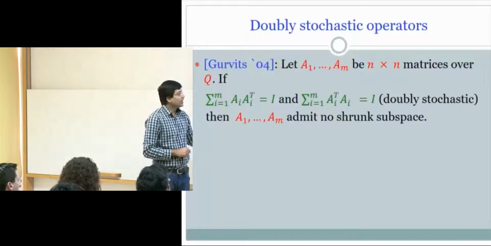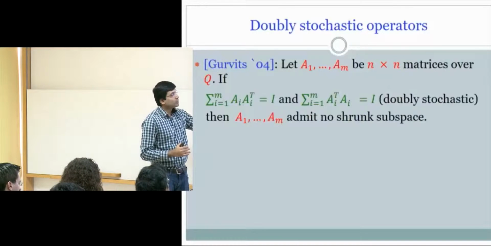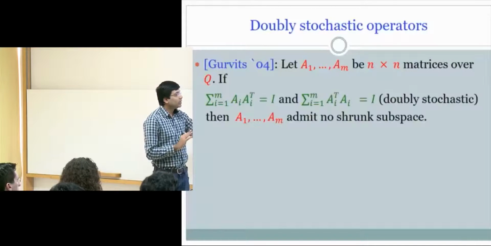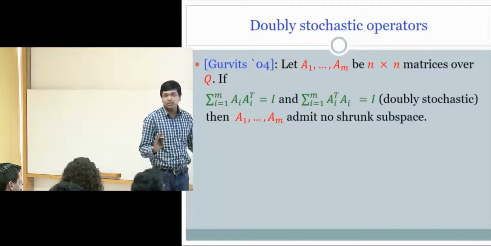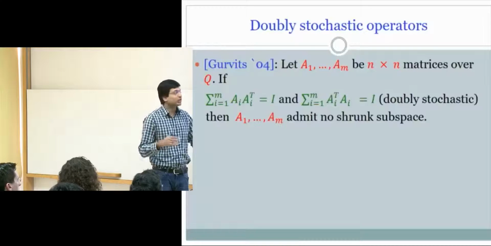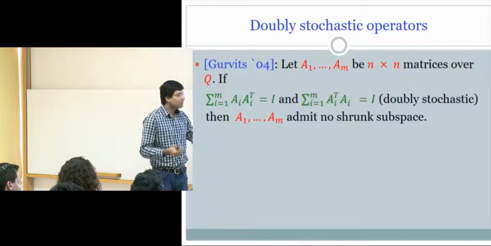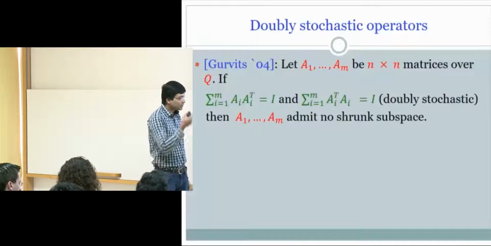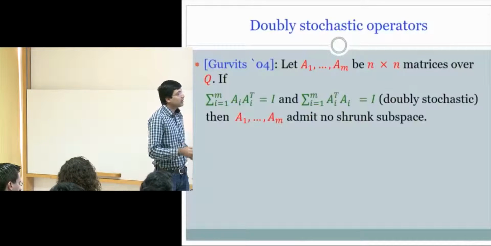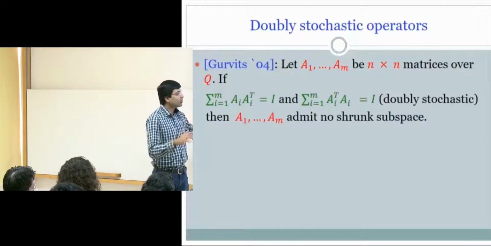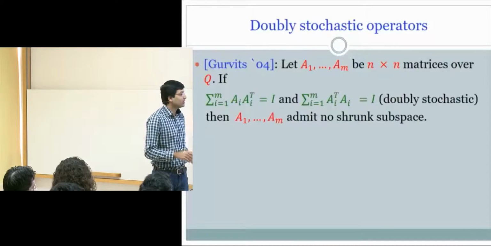If these two conditions are satisfied by my A1 to Am, then I call them doubly stochastic. And Gurvits proved that then A1 to Am will never admit any shrunk subspace. In other words, the rank of summation x_i A_i will be full. This is basically a one-page proof using linear algebra, but intuitively it's more natural to think about quantum operators, which I won't go into in this talk.